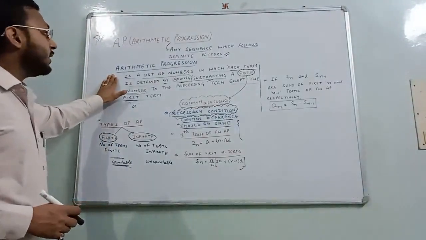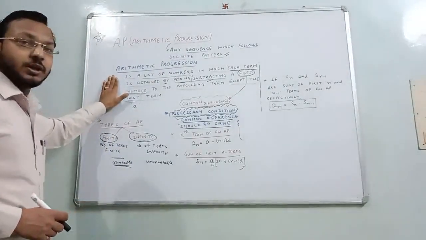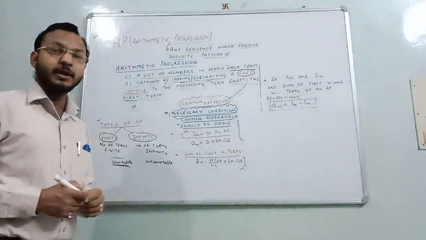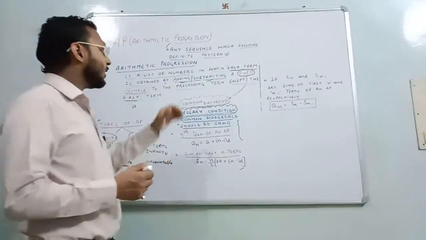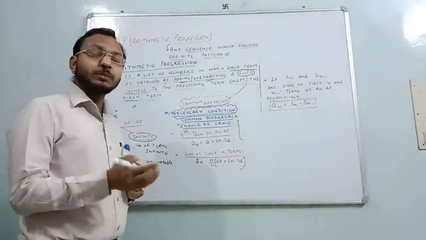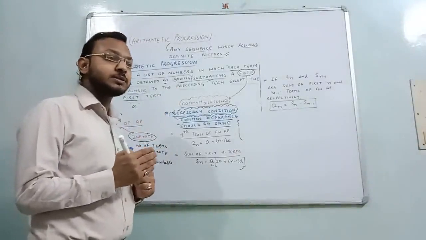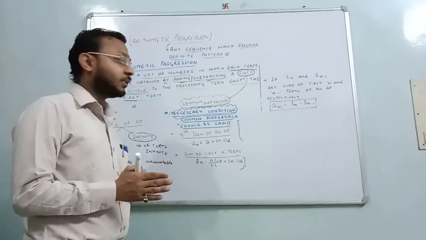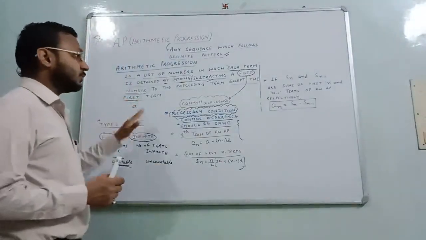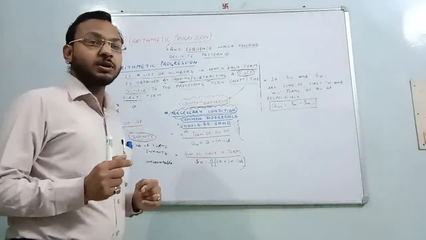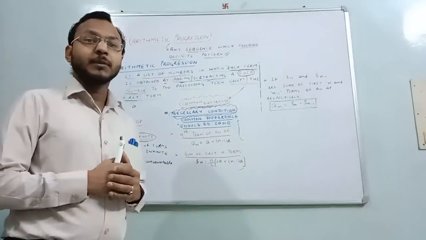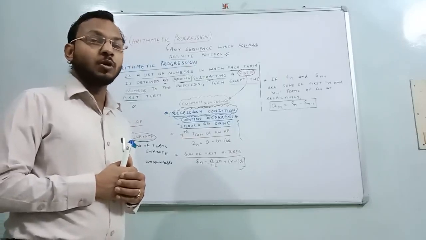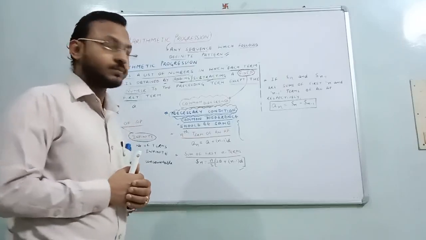In fact, we can say in arithmetic progression, it is a list of numbers in which each term is obtained by adding or subtracting a fixed number to the preceding number. Preceding number means the number which is immediately before the given number, except the first term. But we cannot find the first number in the same way. Why? Because the first term is the first term.